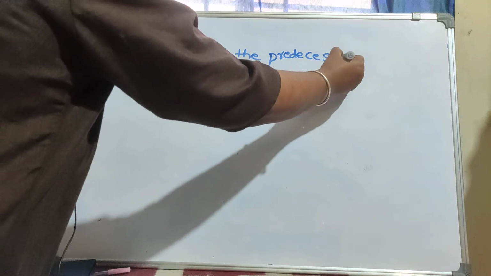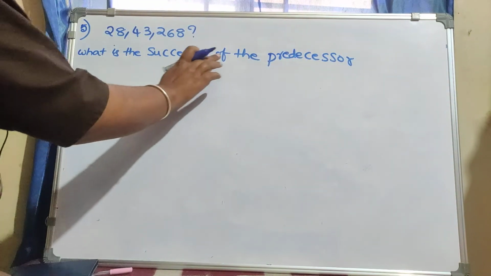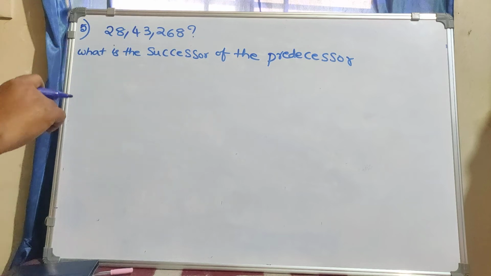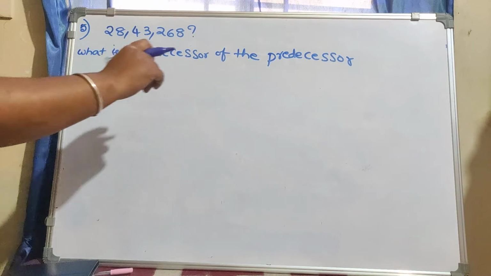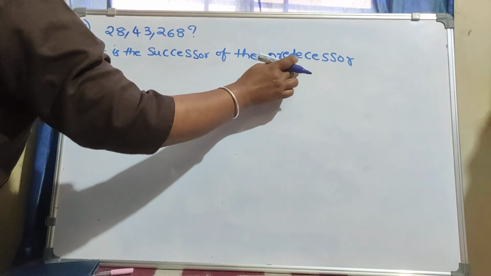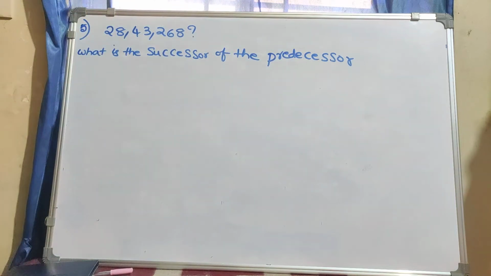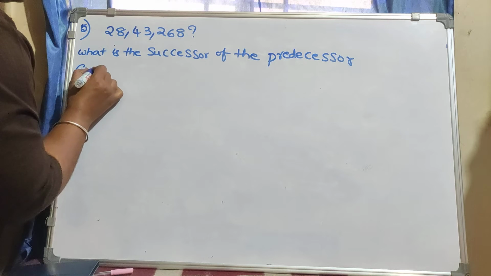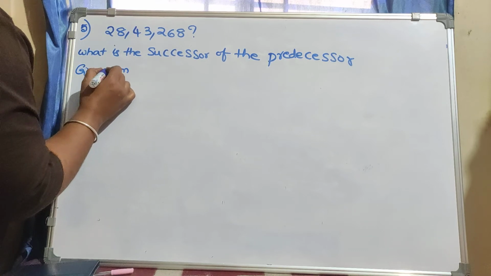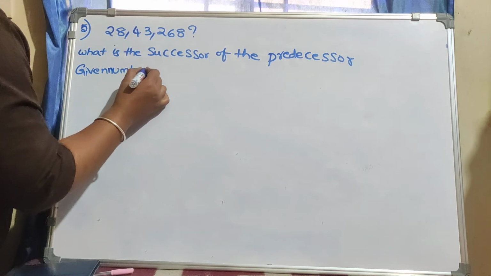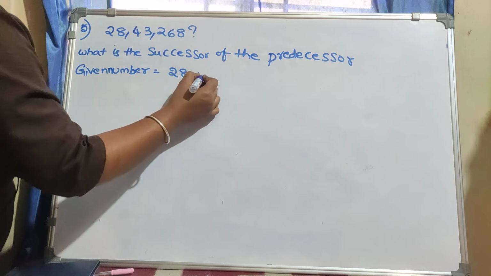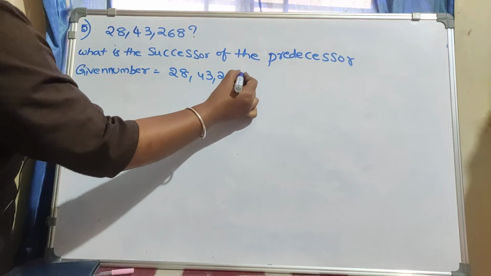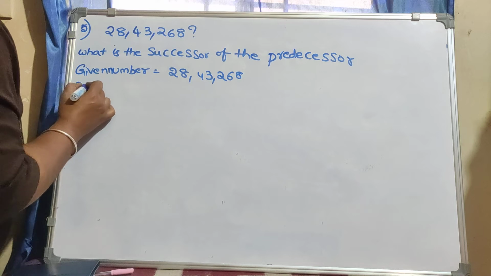They are not asking us what is the successor and the predecessor. No. The question is, first you need to find out the predecessor, then what is the successor of this predecessor. So we'll go with the predecessor first. Given number 28,43,268. So what is the predecessor?